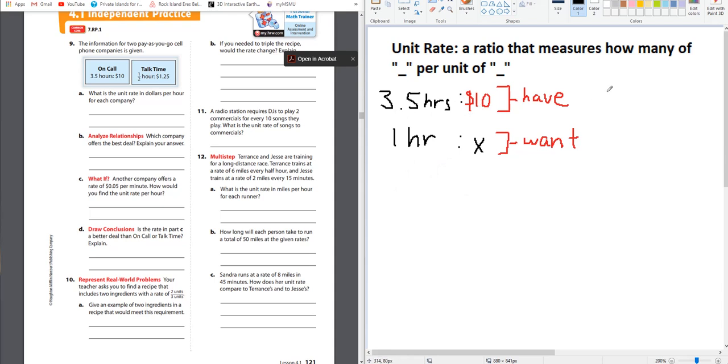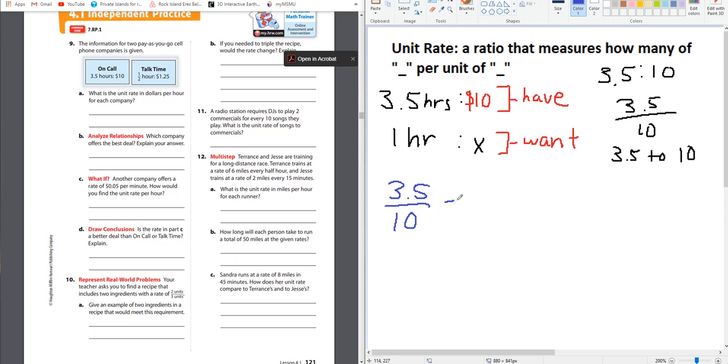Remember, there's 3 ways to write a fraction. You can write it as this, or you could write it as a fraction, or you can write it in words. So these are the 3 ways. All I'm doing is rewriting it from this form to this form. Not changing anything. I'm not changing the value. I'm just changing the way it looks. So here I have 3.5 over 10 equals 3.5 hours. Labels are important.